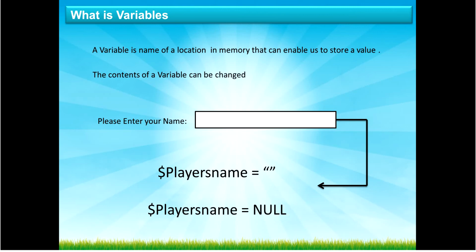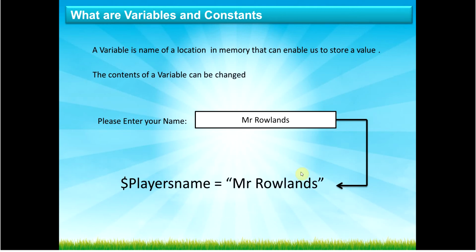Now I want you to imagine that I have just quickly on the keyboard typed in Mr. Rowlands, and pressed submit on the form. As you can see, my name has now appeared in the form box. So what's going to happen to this variable here? It exists at the moment, but it contains nothing. So at this point it would actually contain my name, because we have submitted the information to the variable.